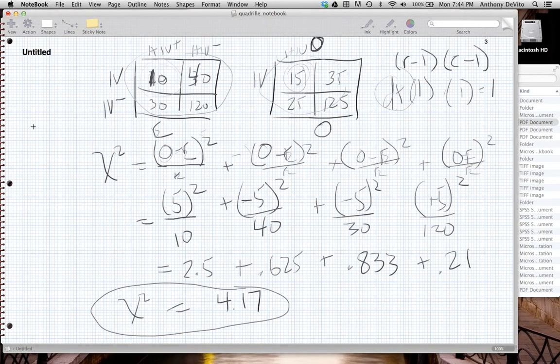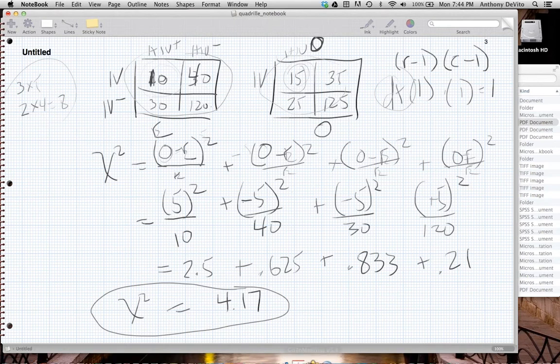Had it been a 3 by 5 table, right? 3 rows and 5 columns, it would have been 2 times 4, or 8 degrees of freedom, right? Rows minus 1 times columns minus 1. Okay, so that's the way we're going to get our degrees of freedom.